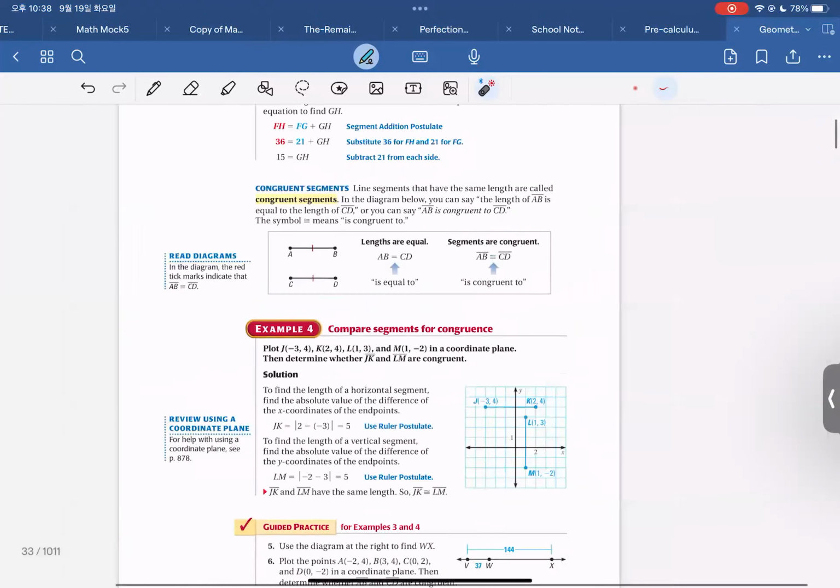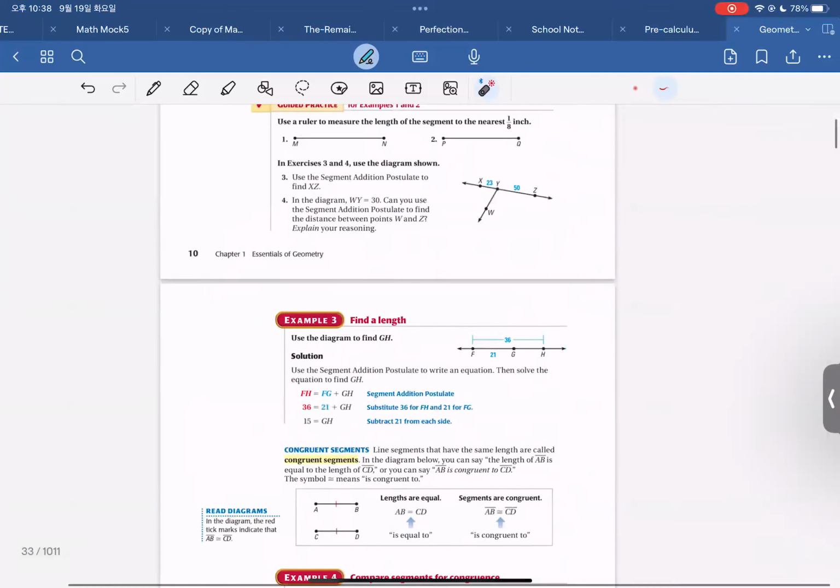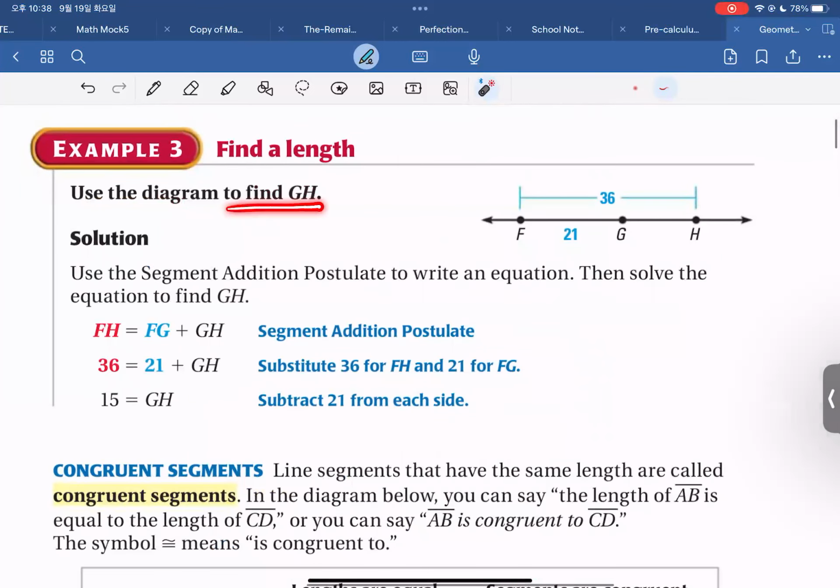For the sake of it, let's just look at example problems 3 and 4 before we move on. So use a diagram to find GH. First of all, GH is this value. 36 is the whole segment, and this is 21.